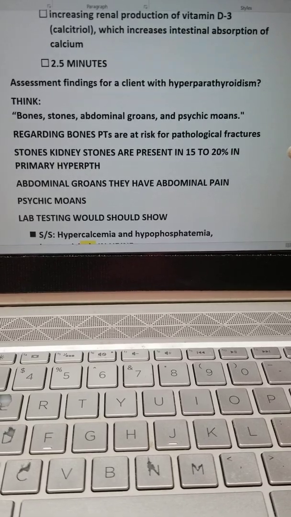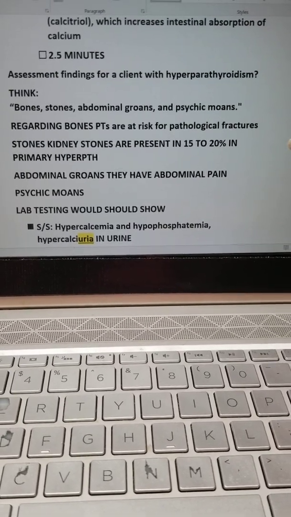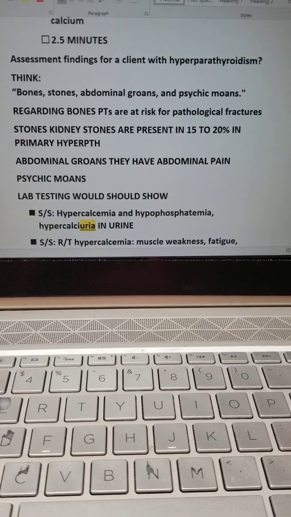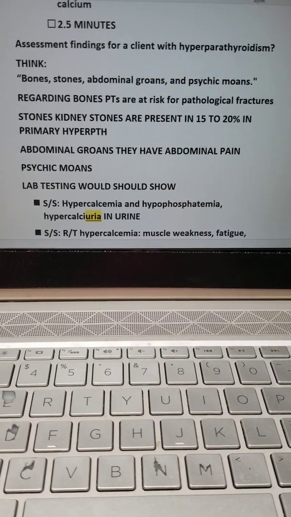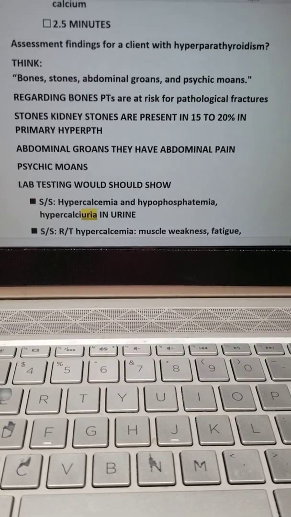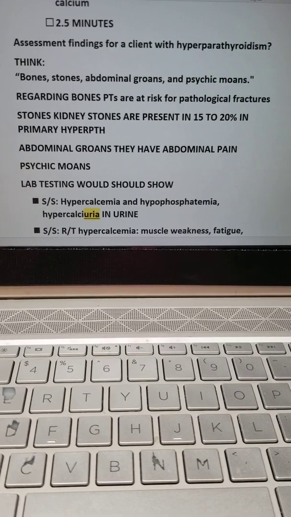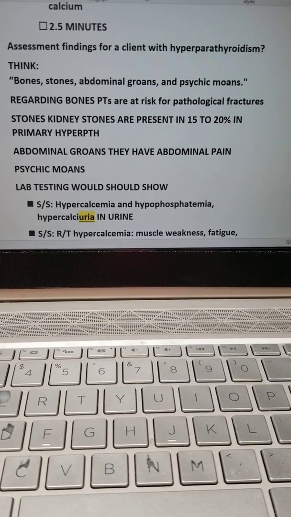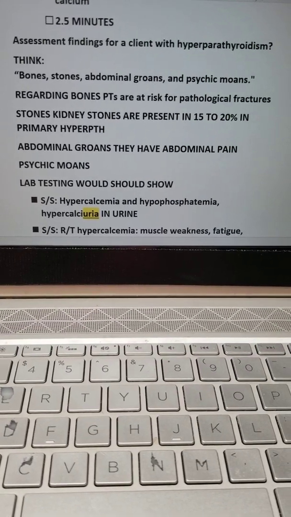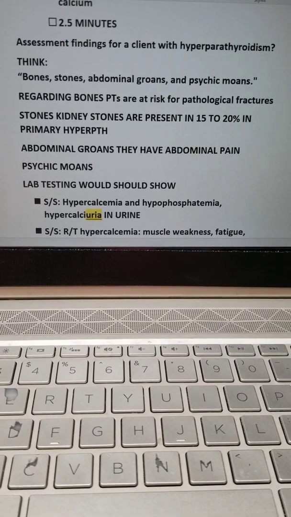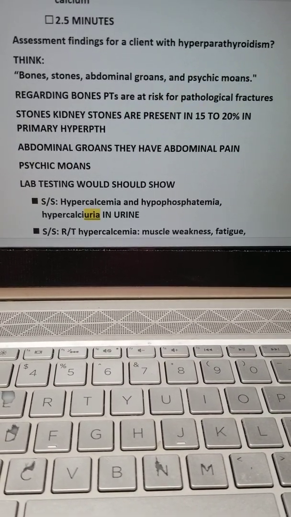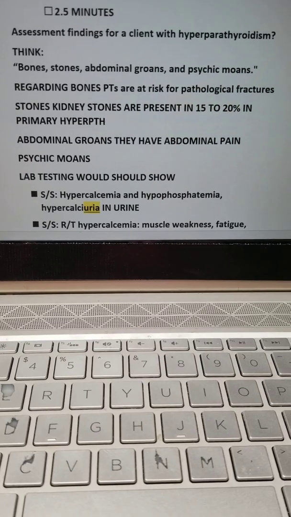Assessment findings for a client with hyperparathyroidism. Think bones, stones, abdominal groans, and psychic moans. So with bones, you have patients that are at risk for pathological fractures. With a hyperparathyroid, high PTH in the blood is going to cause pathological fractures, because it could be pulling the calcium from the bones to increase this calcium.